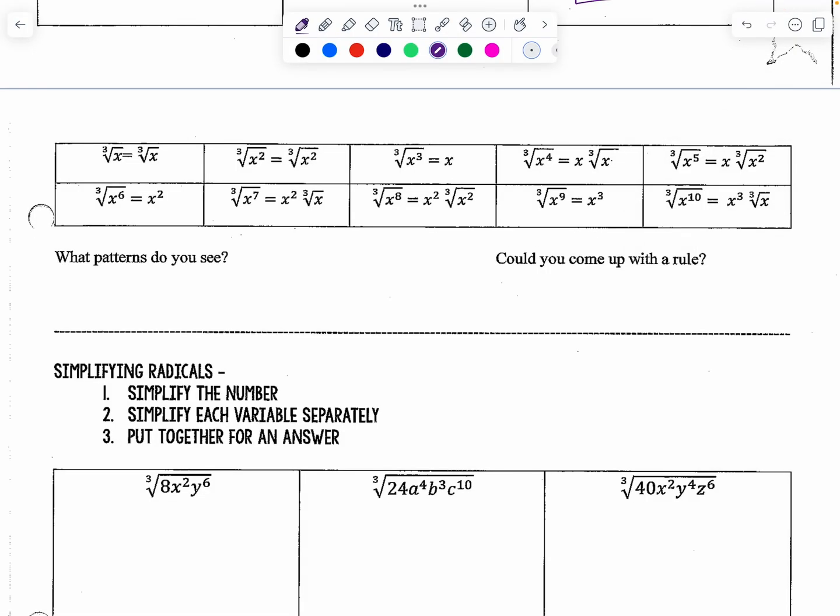All right, so in the first video, we looked at simplifying square roots. Now we're going to talk about cube roots. So now, instead of looking for pairs, we're going to be looking for groups of 3, or look for triples.